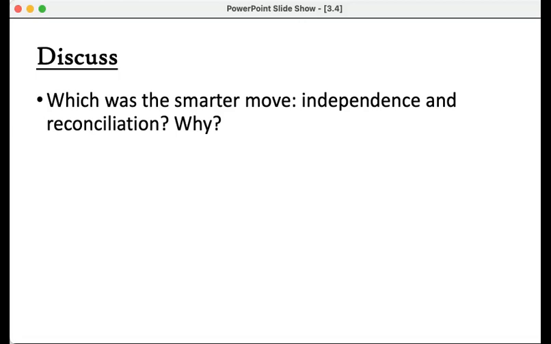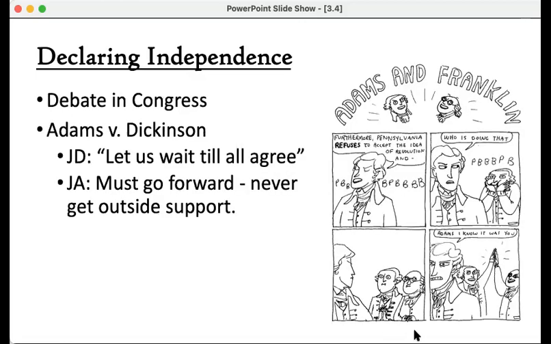Many people would say that the smarter move would have been reconciliation, right? Great Britain protected us from European rivalries. They gave us access to markets and goods that we would not otherwise have. They protected us in the French and Indian War. Their navy is an asset to us. Wouldn't it have made more sense to just make nice? But that is not what we're going to choose to do. Instead, we're going to hit the road towards independence.